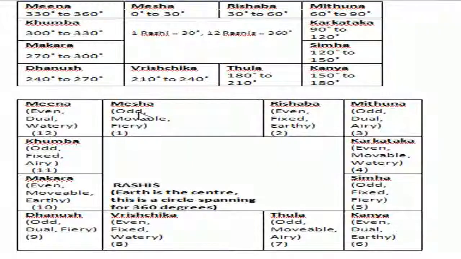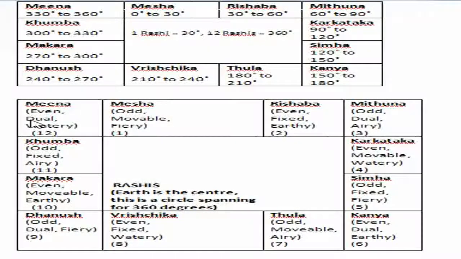The first sign, which is Mesha, is odd. Rishabha is even. Then the third one, odd, even, odd, even. So it keeps varying. The odd and even just alternates every sign. Then if you look at whether it is a movable sign or a fixed sign, the first sign is movable, then fixed, third is dual. Then again movable, fixed, dual.